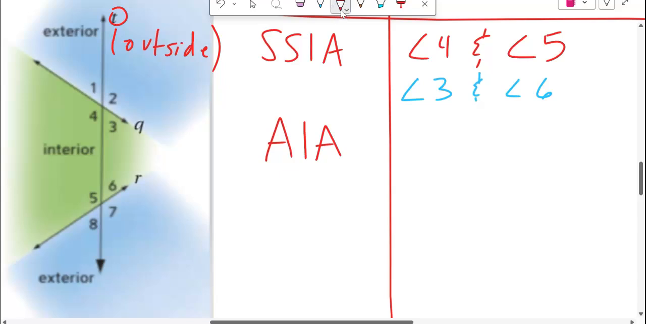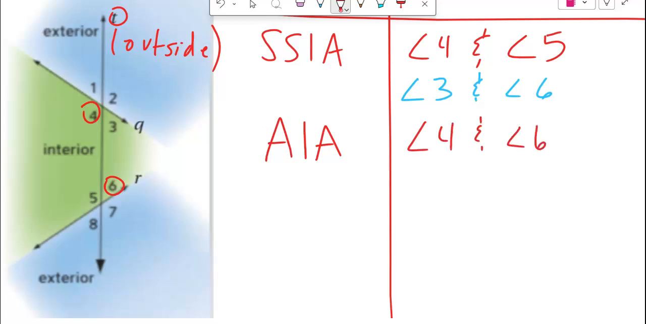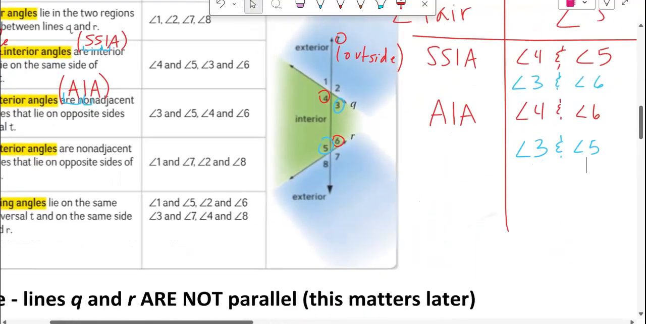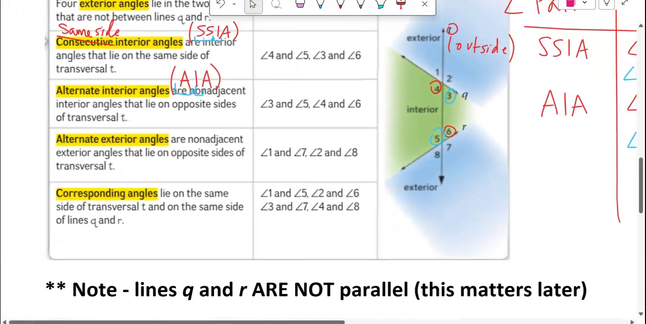Give me my first angle pair here, Sean. 6 and 4. 4 and 6. One angle's on the left, one angle's on the right of the transversal, and they're both on the interior. Okay, give me the other pair here. Somebody else? Go ahead, Towns. 3 and 5. Alternate interior. Very good.